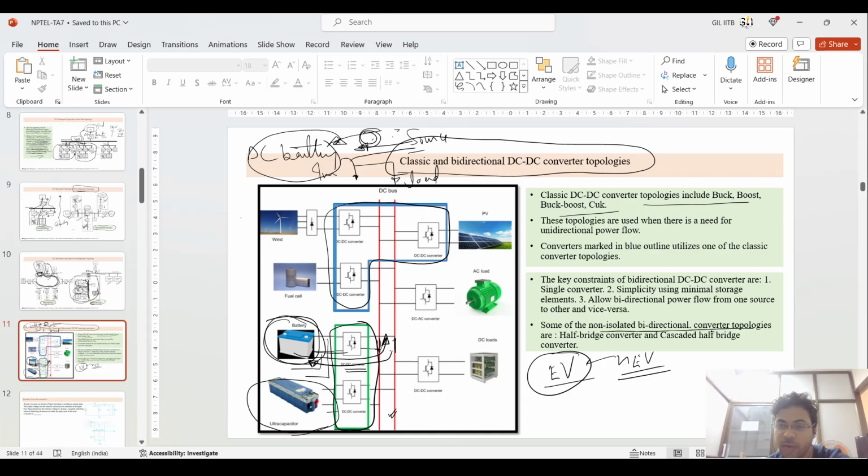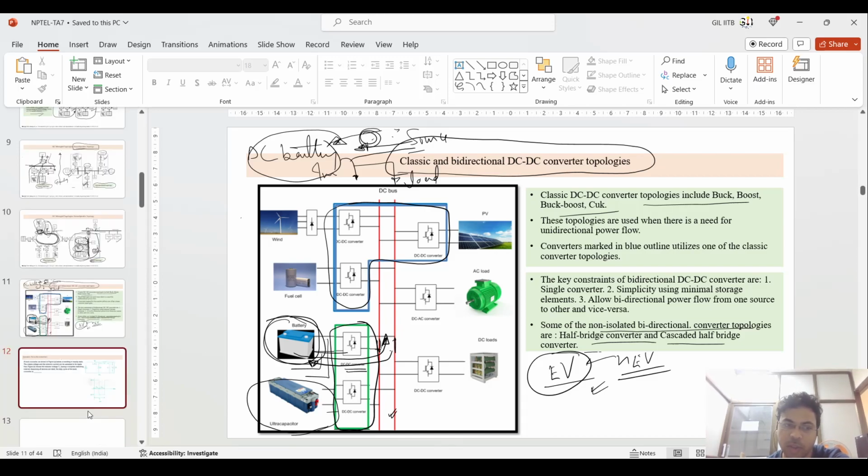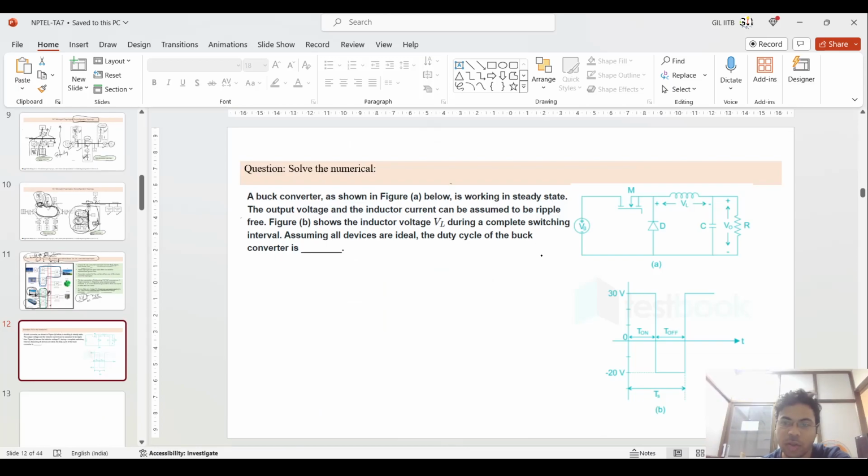So this non-isolated bidirectional converter topology is used, which is a half bridge converter, a cascaded half bridge converter. It is more complicated to control, which we will see in the coming slides.